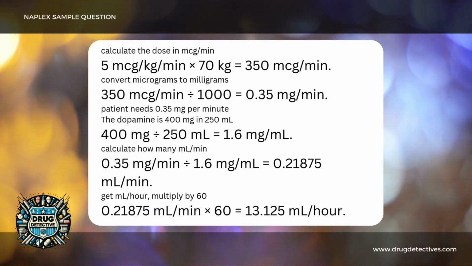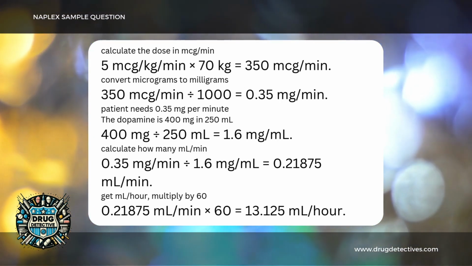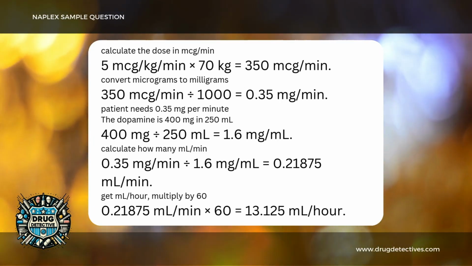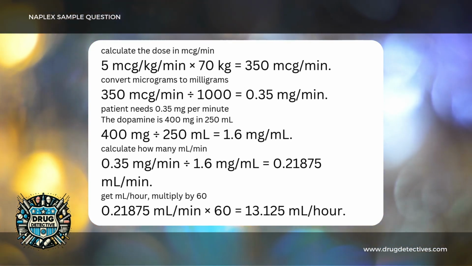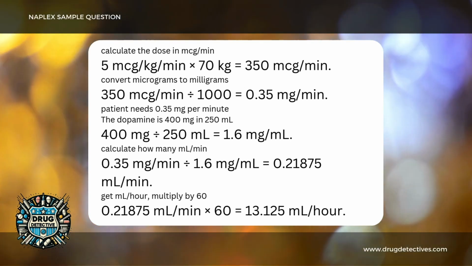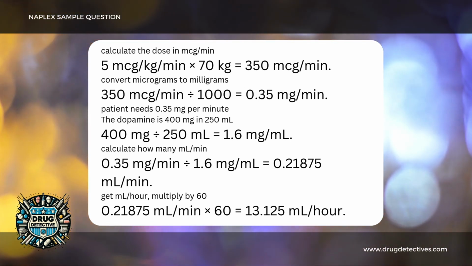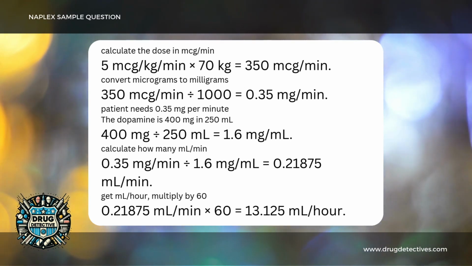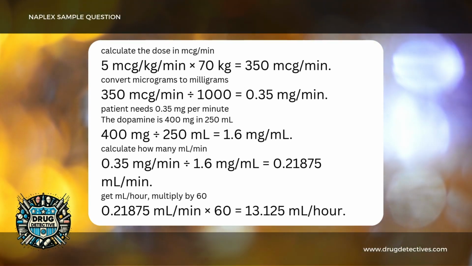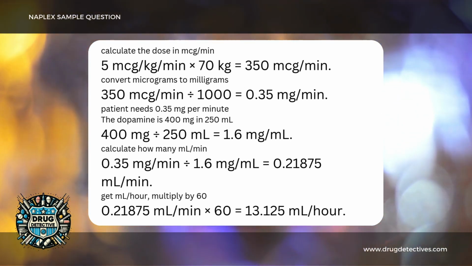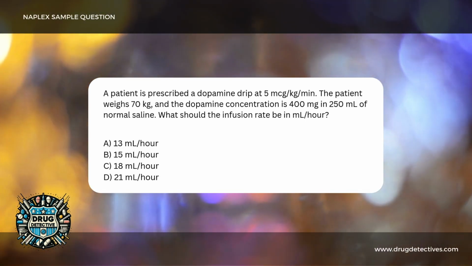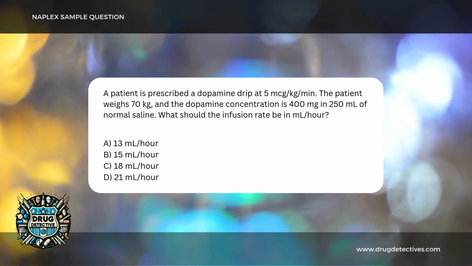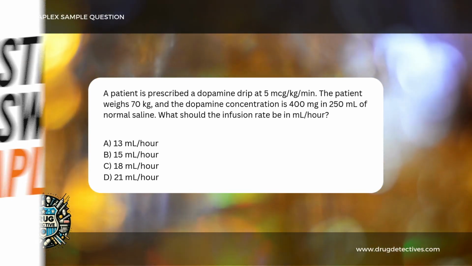0.21875 milliliters per minute times 60 equals 13.125 milliliters per hour. So, rounding down, the answer is A, 13 milliliters per hour. Not so scary when you break it into chunks, right? When dealing with IV drips, focus on getting your units right, especially converting between micrograms, milligrams, milliliters, and hours. Take it step by step, and you'll get there.